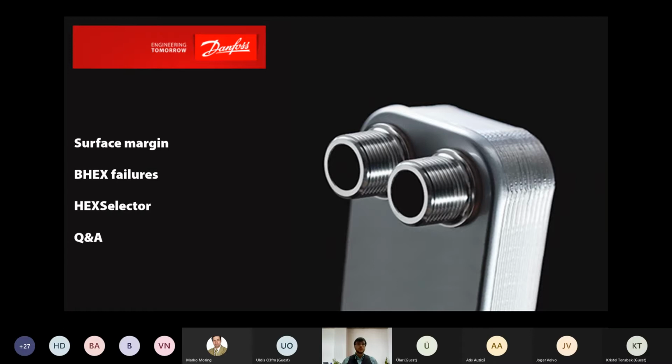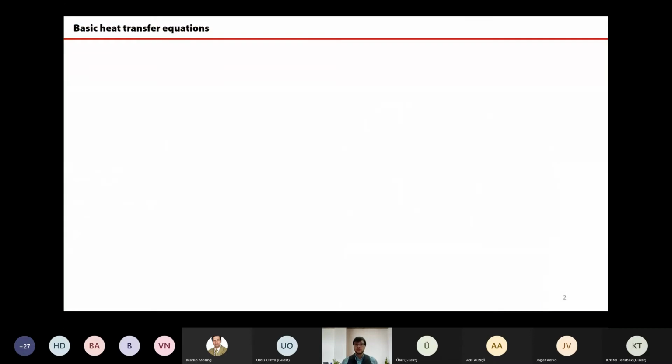Before I go to the surface margin explanation, I would like to remind you of the basic heat transfer equations, which I'll be referring to along the process. If you need more on these heat transfer equations, we held a webinar in the beginning of this year specifically addressing heat transfer equations and what depends on what in the heat transfer process. A recording of this webinar is still available. You can ask for it, or you can Google all the information you want on the internet right now.